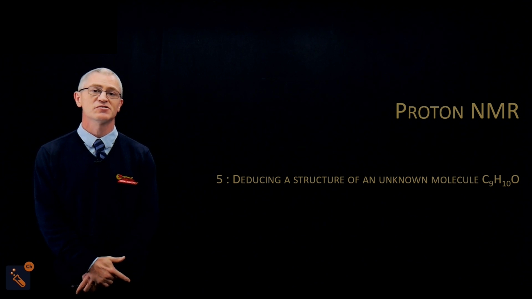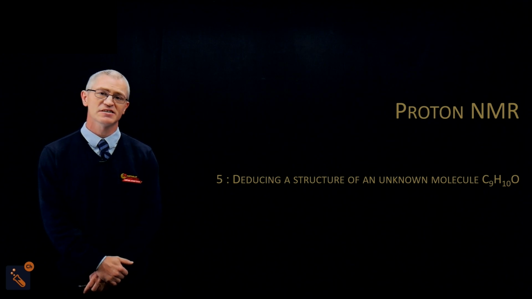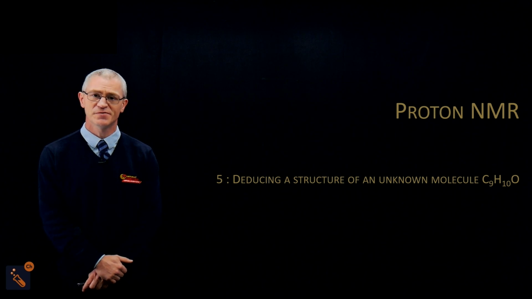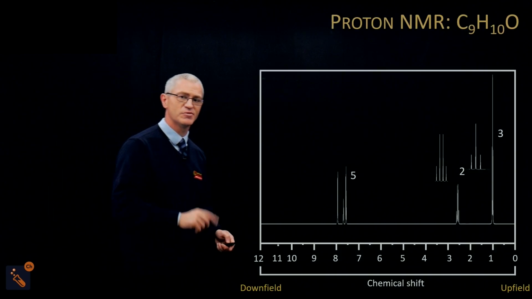In this video, we're going to find out the structure of C9H10O using Proton NMR, and you'll find that this is an isomer of the structure that we produced in video 4. So let's get on with it. So we've got the NMR here.